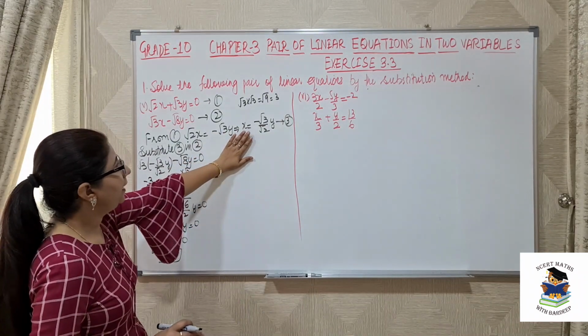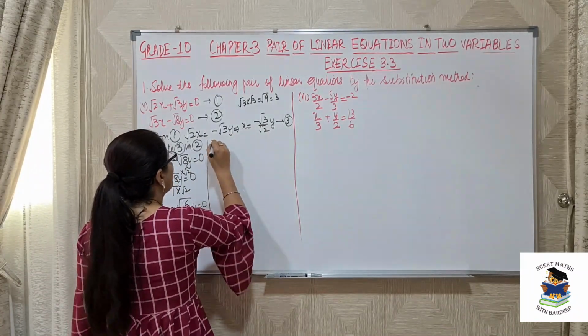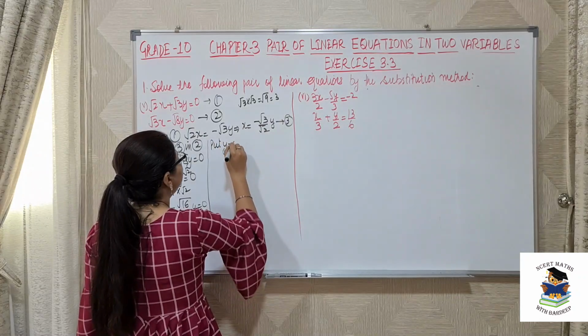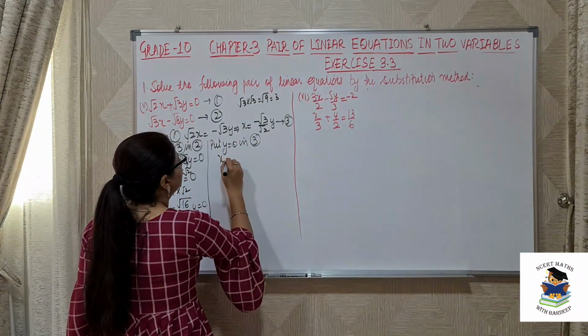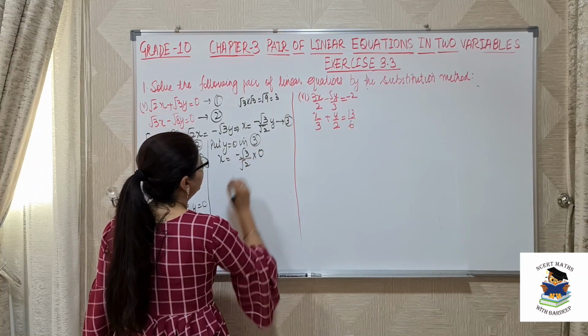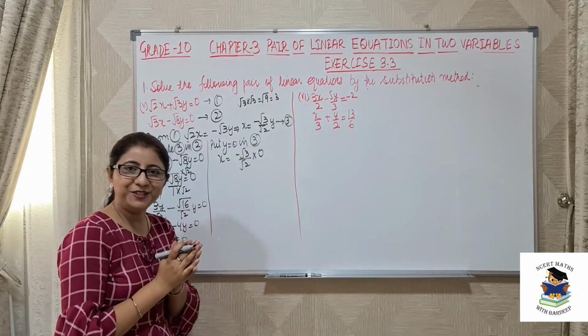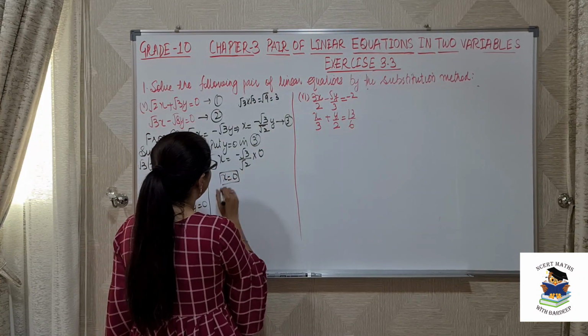So let's put this value in third equation. Put y equals 0 in 3. So x is equal to root 3 over root 2 into y. So anything multiplied by 0 is 0. So x is also 0.